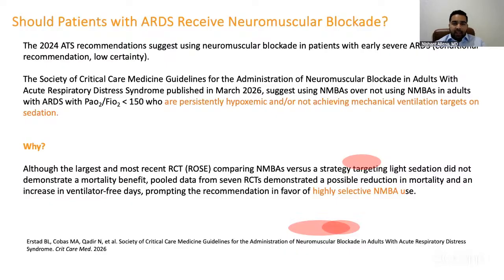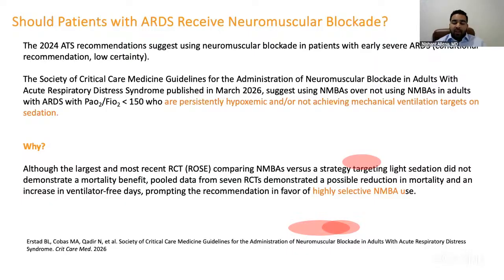And the reason why there is more of a recommendation to use it now is because although the largest trials didn't demonstrate a huge benefit, pooled data from 7 RCTs demonstrated a possible reduction in mortality and an increase in ventilator-free days, prompting the recommendation in favor of highly selective neuromuscular blockade use. And we use this only for 48 hours, and the neuromuscular blocking agent that we prefer is cisatracurium.